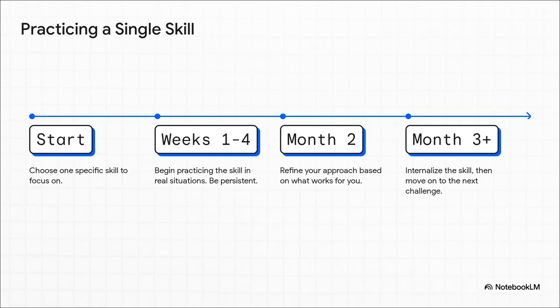So what does a realistic plan look like? You really need to give yourself at least a few weeks, maybe even several months, to practice just one skill before you even think about moving on. And this isn't about being slow, it's about being effective. It takes time for a new skill to sink in and become second nature. So don't be impatient, stick with it, and you'll figure out what works for you.